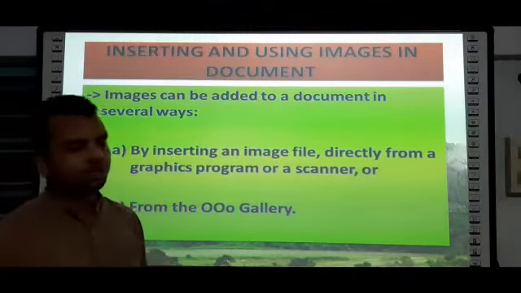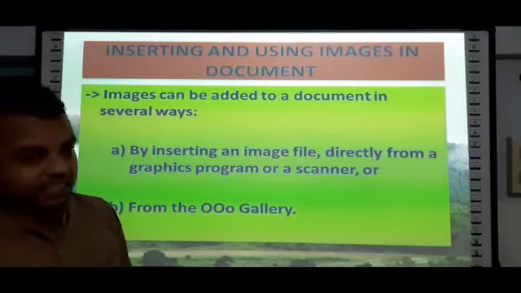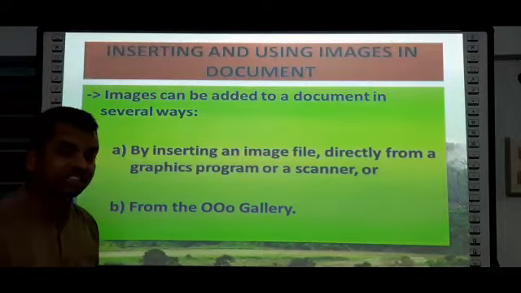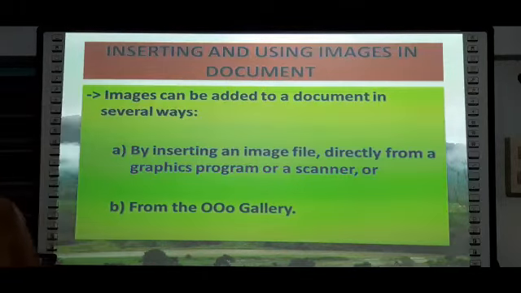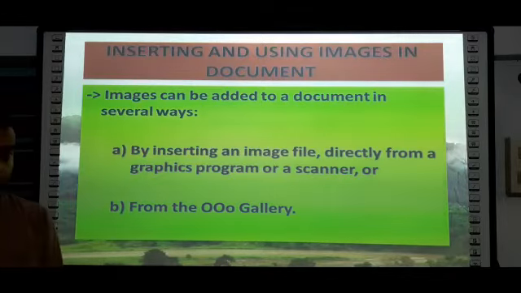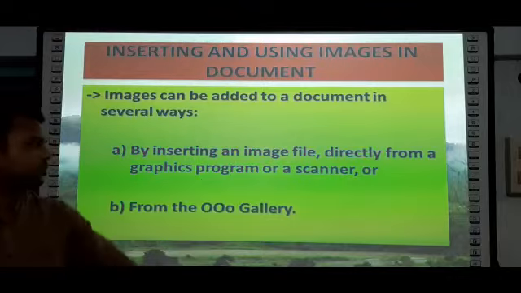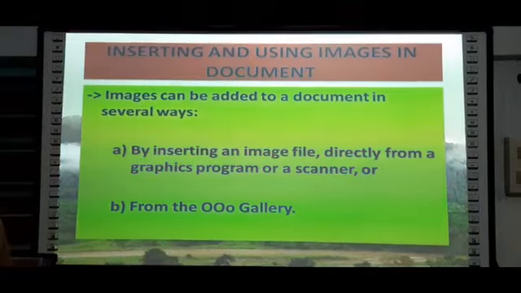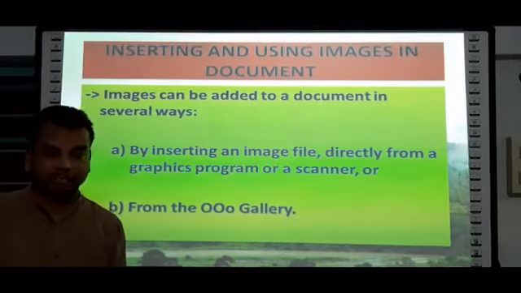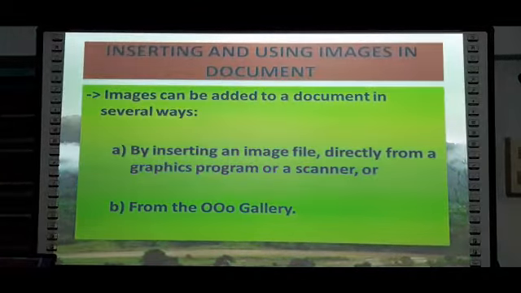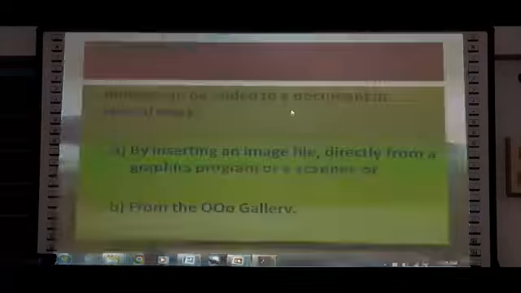There are several ways, as we are already aware, since in our previous classes also we have discussed these things. There are different ways by means of which we can insert images in our document. Correct? Now the first option is by inserting an image file directly from a graphics program or a scanner. Say we have an image file which has been saved in some other location. Suppose I would like to insert a file. I have a file which is there in this program folder, tomorrow's class.